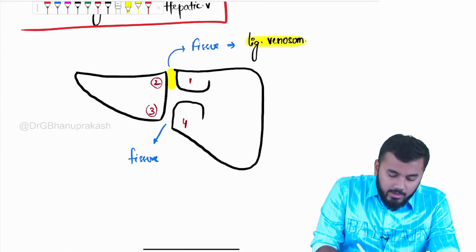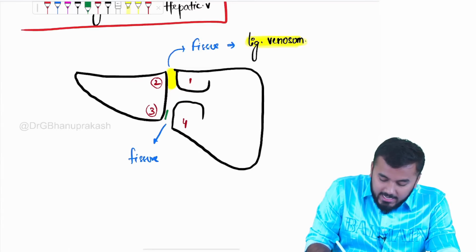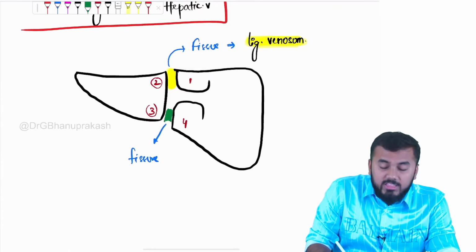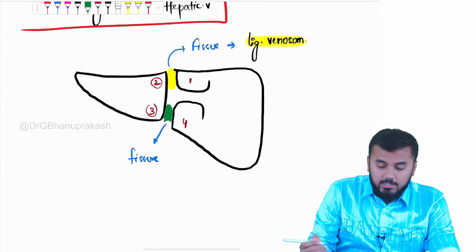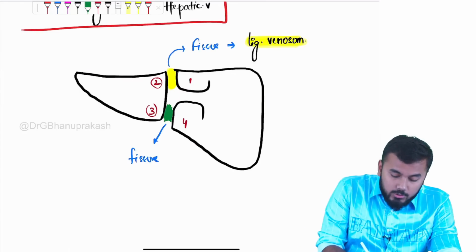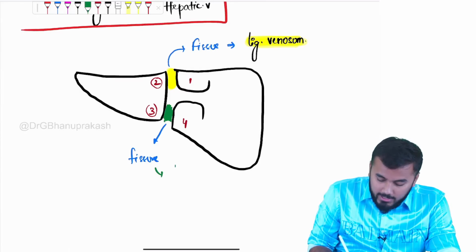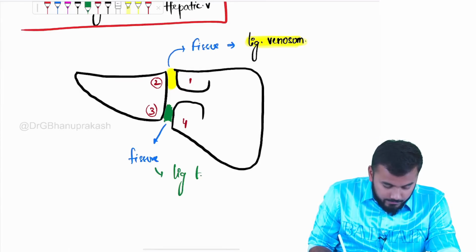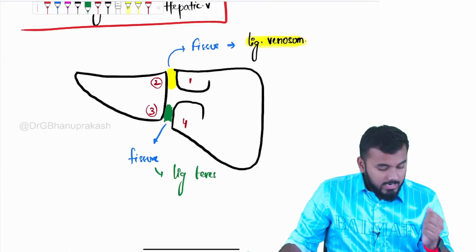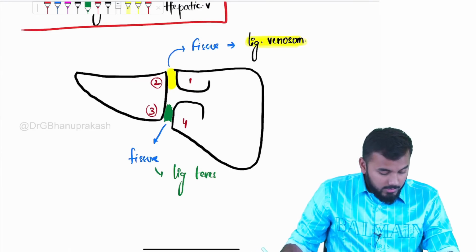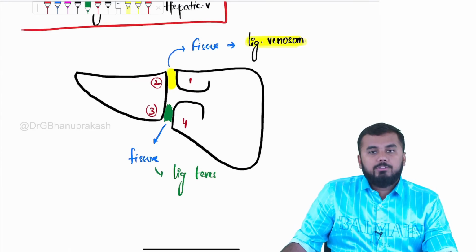In the same way, there is a green color ligament here. Between 3 and 4, there is a green color ligament in this fissure. Now, this ligament is called as fissure for ligamentum teres. Everyone is answering excellently. This is called as ligamentum teres.